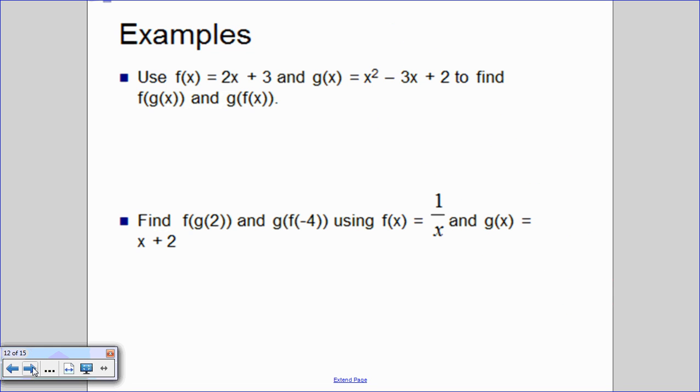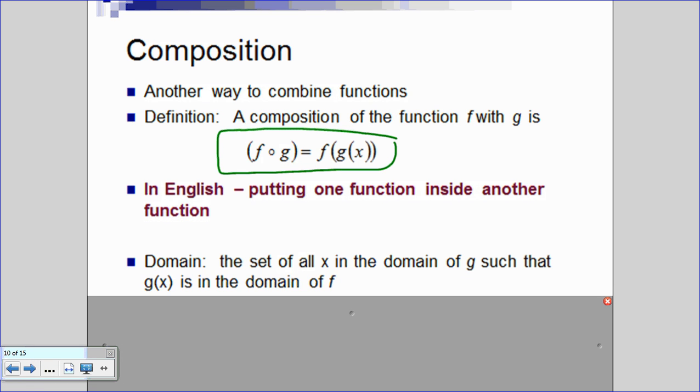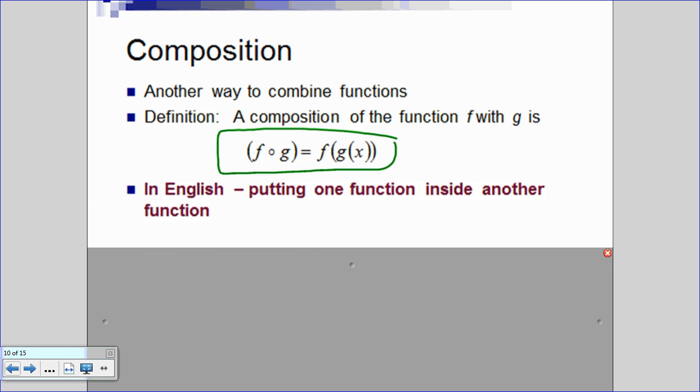So notation, here's notation. Let's go back. Here it is, another way to combine functions. So what you're going to recognize is there's 2 different ways to write the composition of 2 functions. Putting one function into another is the English version, and we're not going to worry about domain just yet. But here is notation. Let's see if we can't make sense of this notation with our machine.